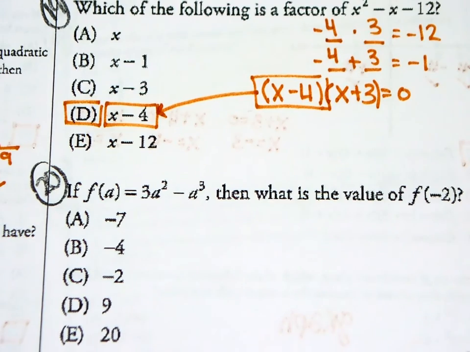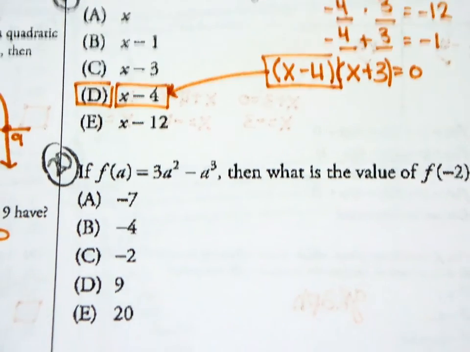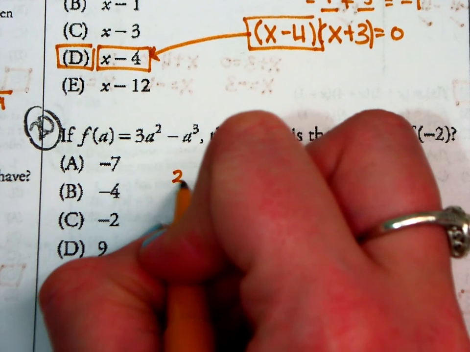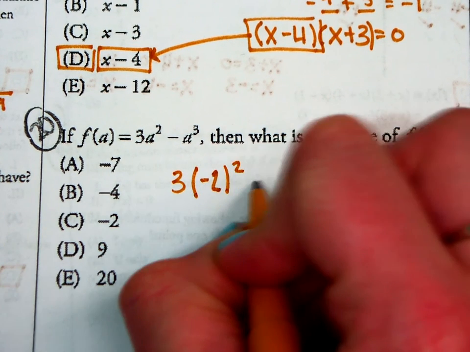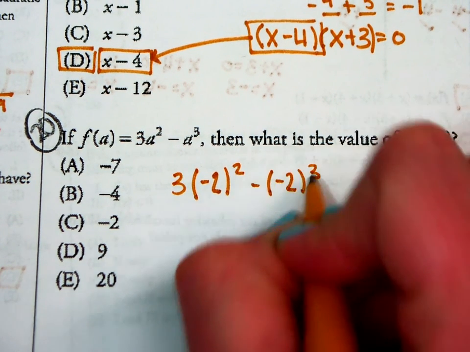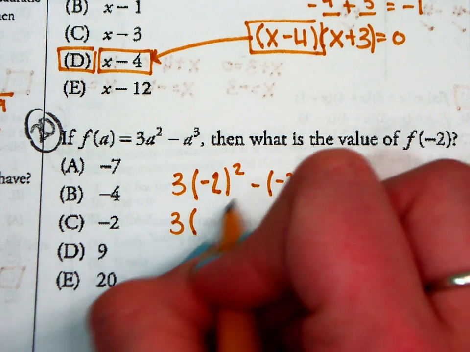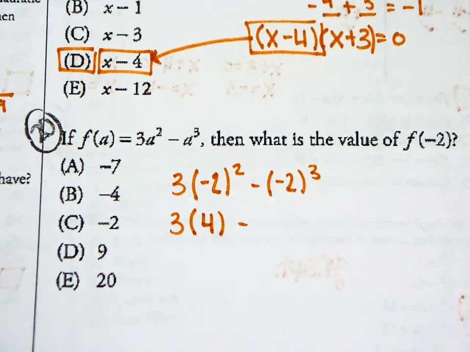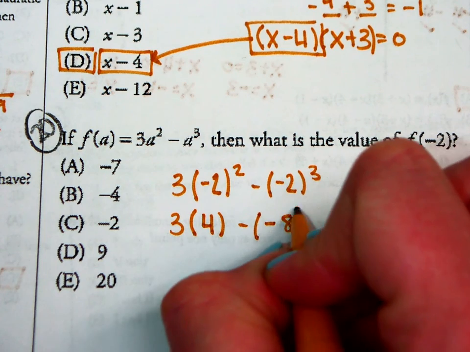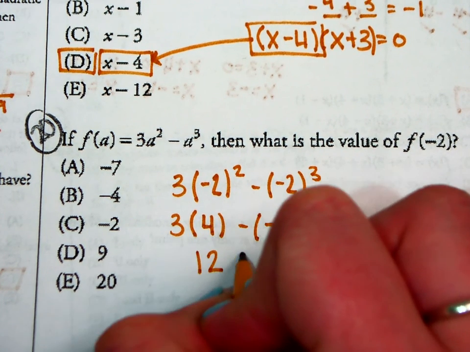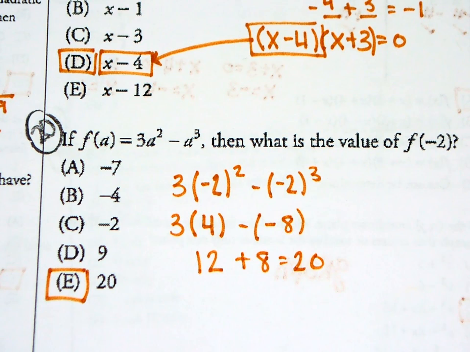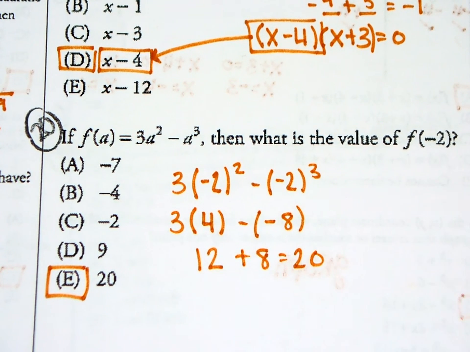And the last one, f of a equals 3a squared minus a cubed. Then what is the value of f of -2? So this becomes 3 times -2 squared minus -2 cubed. Well, -2 squared is positive 4. And -2 cubed is -8. So this becomes 12 plus 8, which is 20. Remember, anytime you're doing factors, you can always graph. And this is just a function that you're evaluating, and you just plug it in.